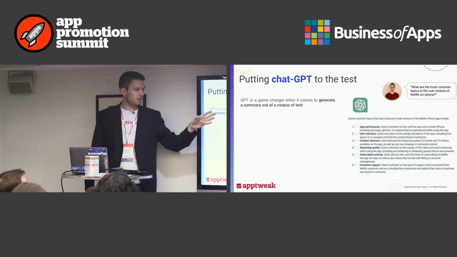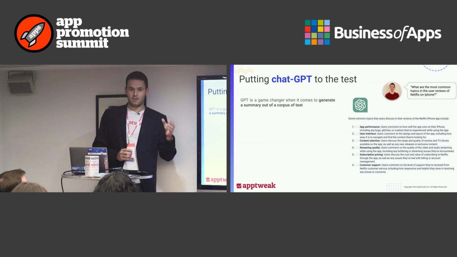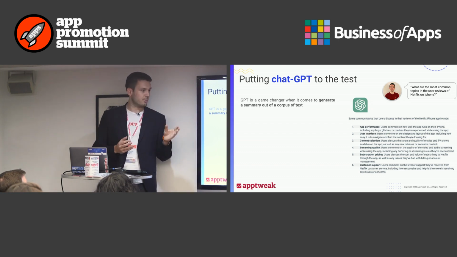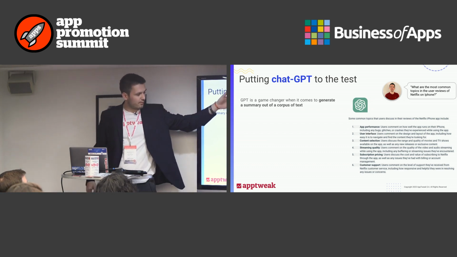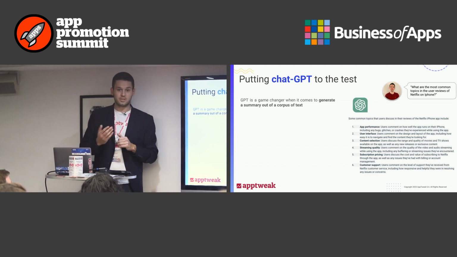And to be fair, initially we were pretty impressed. We really believe it is a game changer, especially when it comes to providing a text, human readable summary out of a large corpus of text. It's really, really impressive. And here we see that we have a list of 6 topics that sound actionable and with some descriptions. So that's pretty nice.